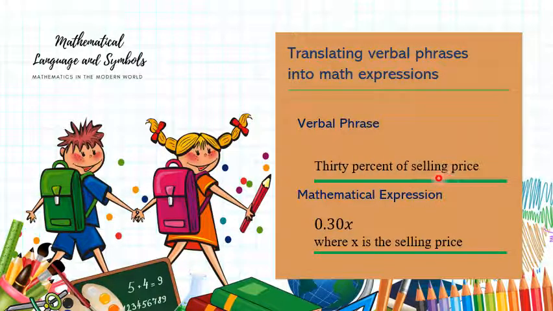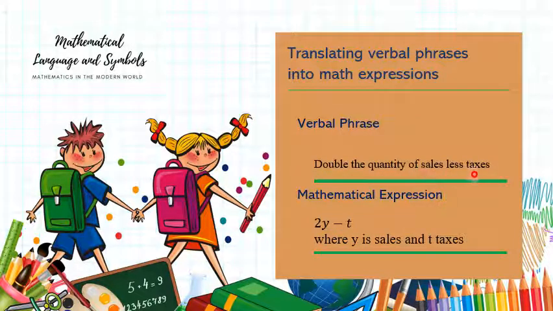30% of selling price. Okay, selling price is unknown, so that means we need to represent it with a variable. 30% is given, but we cannot solve 30% immediately in this operation unless you are using a calculator. So that means you translate 30% into decimal form and then put the selling price variable, which is X. When you are using this one, you need to declare what your variable means, like where X is the selling price.